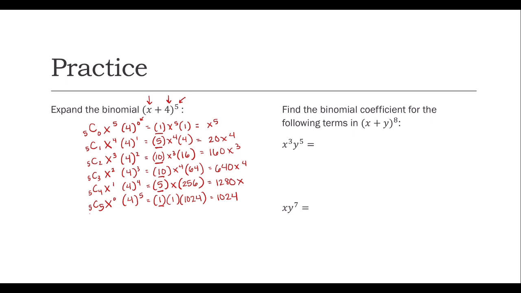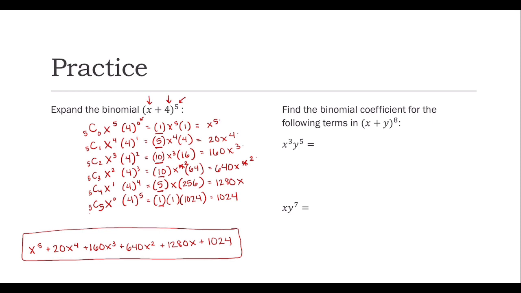And I accidentally wrote x to the 4th here, but this should be x squared. So this should also be x squared. So then you can see it's counting down. x to the 5th, x to the 4th, x to the 3rd, x squared, x to the 1st, and then x to the 0. So in expanded form, we have x to the 5th plus 20x to the 4th plus 160x cubed plus 640x squared plus 1,280x plus 1,024. So this is your expanded binomial of x plus 4 to the 5th.